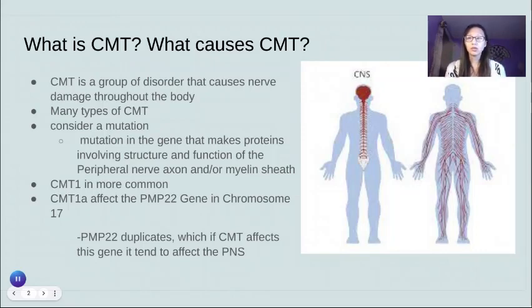CMT is considered a mutation in the gene that makes protein involved in the structure and function of the peripheral nerve axon and/or myelin sheath. CMT is more common, specifically CMT1A. CMT1A affects the PMP22 gene on chromosome 17. PMP22 duplicates, and if CMT affects this gene, it tends to affect the PNS. Because PMP22 duplicates, it tends to affect the axons.